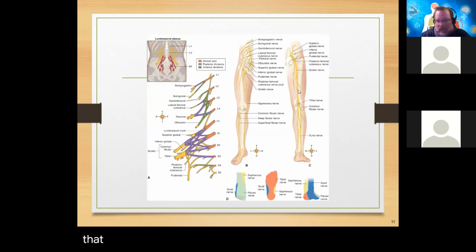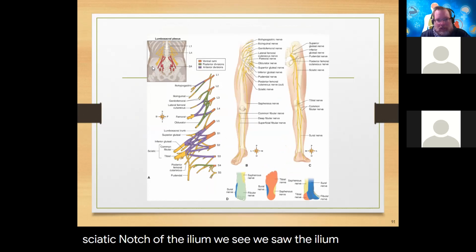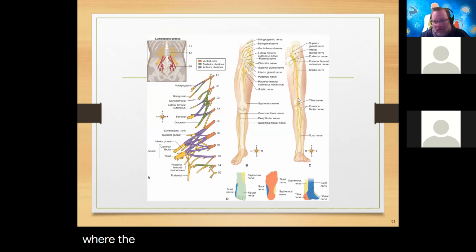We can see that sciatic nerve traveling posterior, going through that sciatic notch of the ilium. We saw the ilium posteriorly, again, has that big notch or groove. That's where the sciatic travels. You can see it goes all the way down and into the heel or calcaneal area, and even wraps a little bit under the sole of the foot.